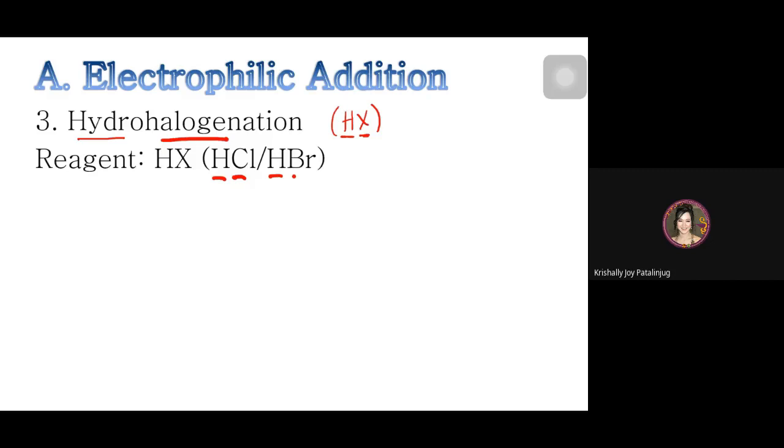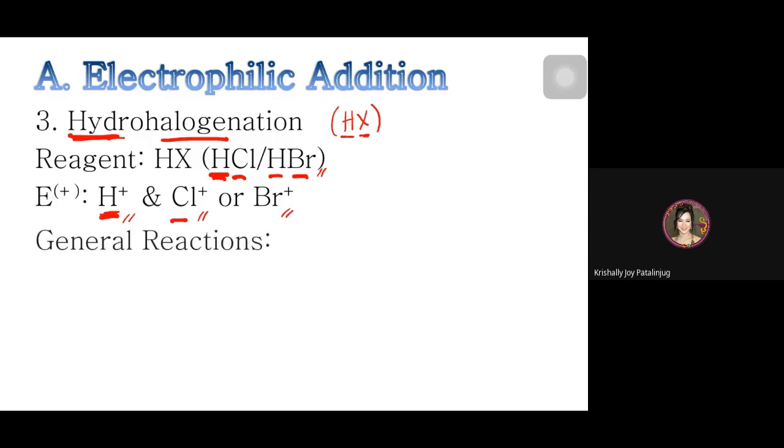So what are the electrophiles that can be produced from the reagent being added? We have H plus from the hydro. And the other one is the halogen, depending on the halogen used. If the hydrohalogen being added is hydrochloric acid, the electrophiles added are H plus and Cl plus. If hydrobromic acid is the reagent added during hydrohalogenation, the electrophiles produced are H plus and Br plus. So, it depends on the reagent added.